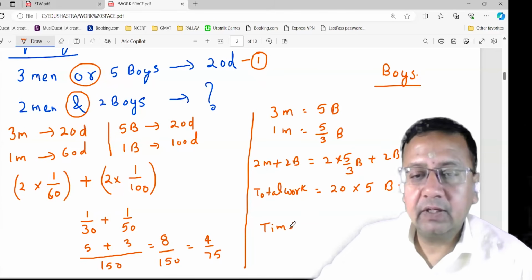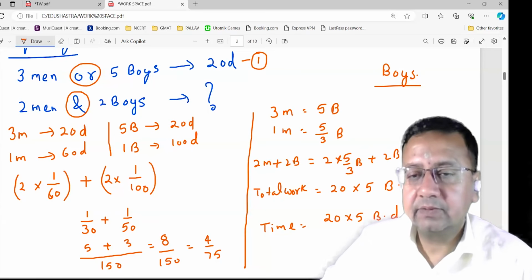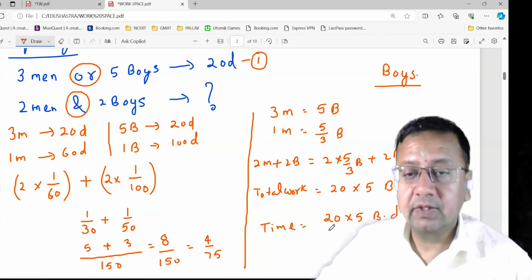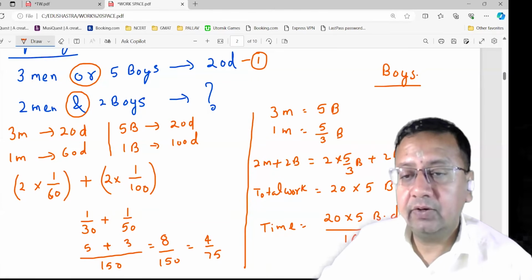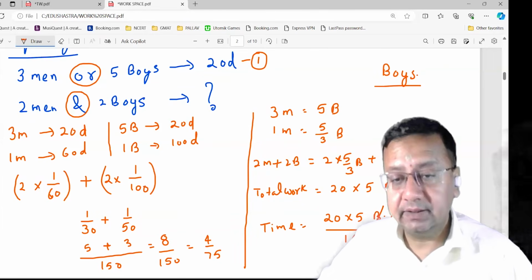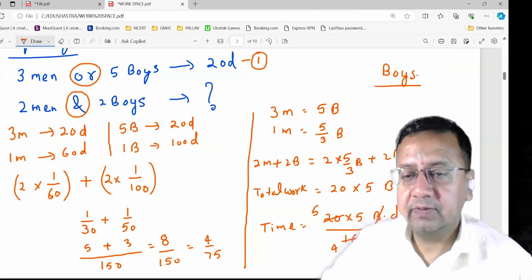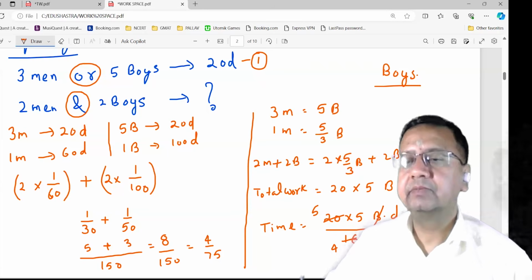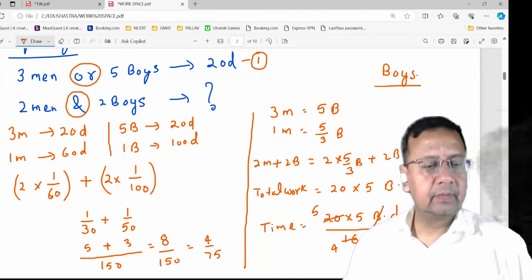अब वेरी सिंपल, टाइम कैलकुलेट कर लो। जब टाइम कैलकुलेट करना है, टोटल वर्क कितना है, 20 into 5 बॉयज डेज, राइट? डिवाइडेड बाय नंबर ऑफ पर्सन्स, वो कितने हैं, 16 by 3 ऑफ बॉयज। बॉयज एंड बॉयज कैंसल, तो आंसर क्या मिलेगा, डेज, है ना? सो इसको कैंसिल कर दो 4 से, ये 5 एंड ये 4। सो 5 into 5 25, 25 into 3 75। आपको आंसर मिलता है 75 by 4 days. Got this logic?